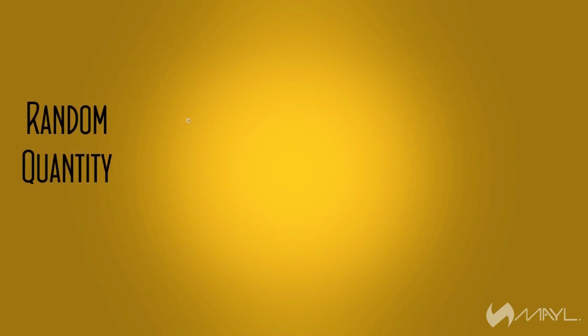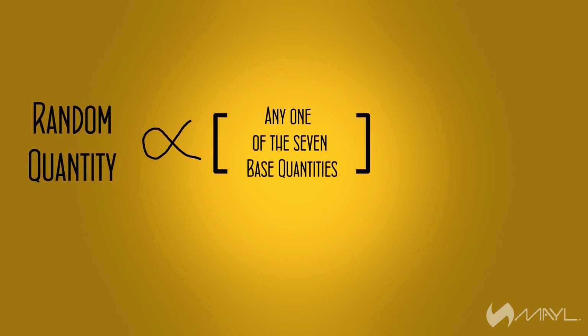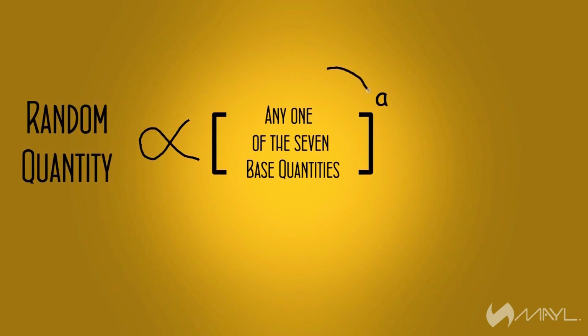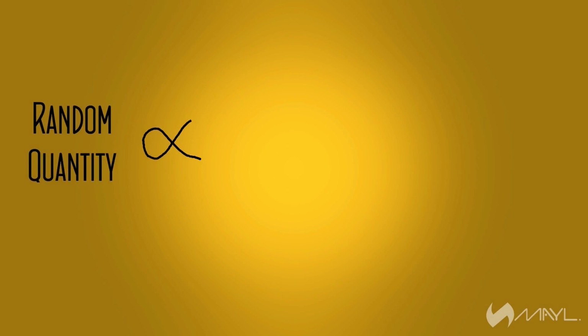And using all that, you could define any random quantity and see how it varies with any one of the 7 base quantities one by one, and to what extent it varies with any one of those quantities. And in most cases, come up with a proper relation between that random quantity and the different base quantities like length, mass, time, etc.